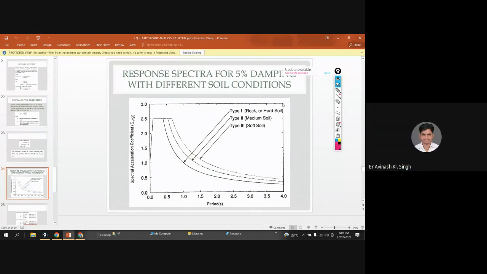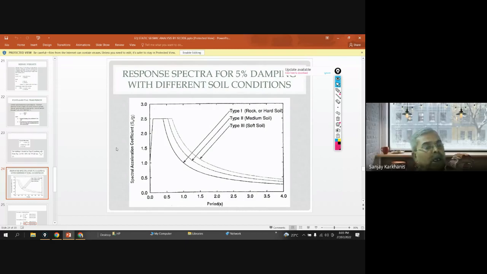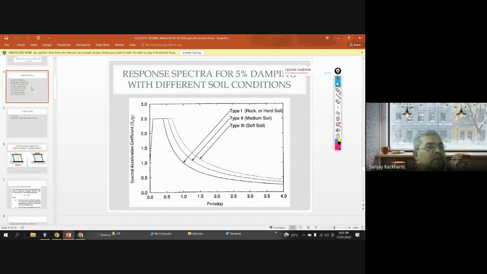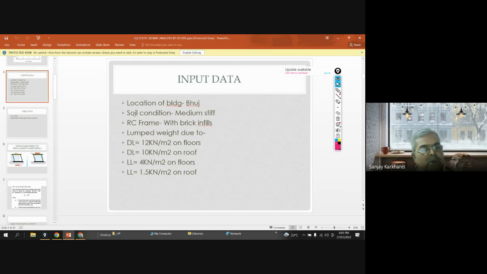Clear? Yes, sir. Now, in our case, we are considering medium soil. So we'll be using this curve. Now, what is this curve? And what is the meaning of this curve? This is a response spectra for 5% damping with different soil conditions. Now forget about that different soil condition. Now we are concentrating on type 2 because in our data, soil condition is medium. Clear? So we are going for type 2.